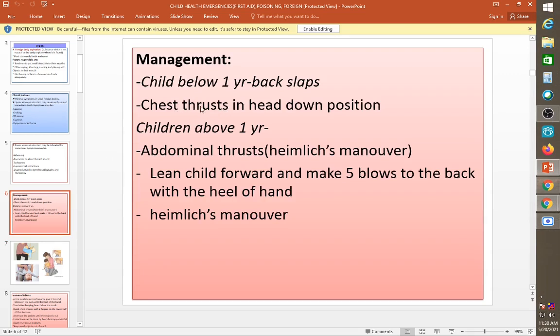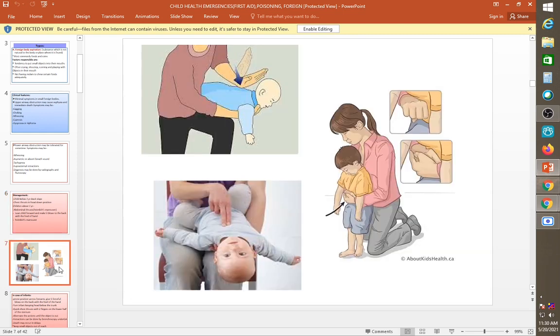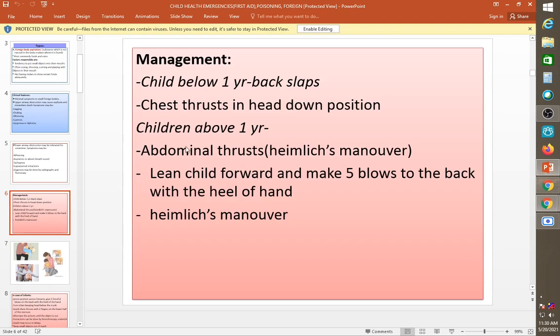Then chest thrust in head down position. Head down position means, can you see this? The head is down, and this is known as chest thrust. If the pressure is put here, then the foreign body may come into the mouth. Do you understand? Okay. Then children above 1 year.